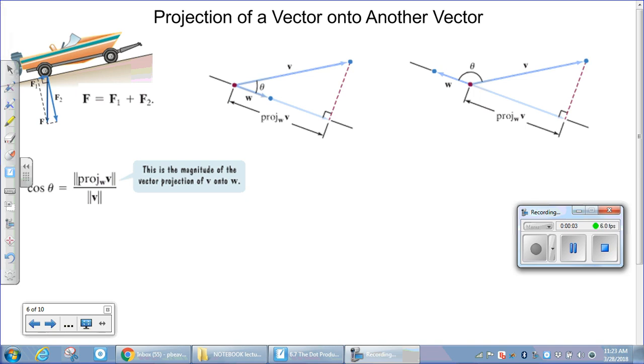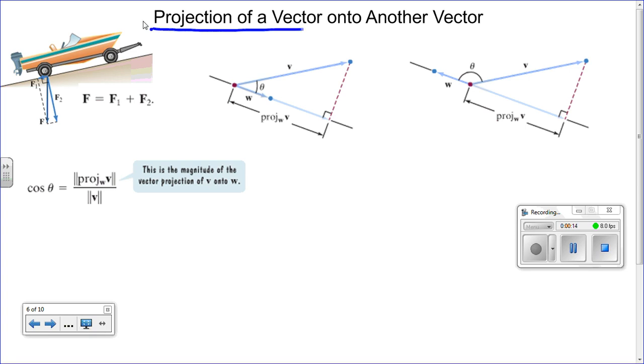Cover section 6.7, the dot product, and this is part 2 of the video. So we are on slide number 6, and we're going to talk about the projection of a vector onto another vector. This type of problem is very useful in physics, for example, when you have a problem like the image that we have here.